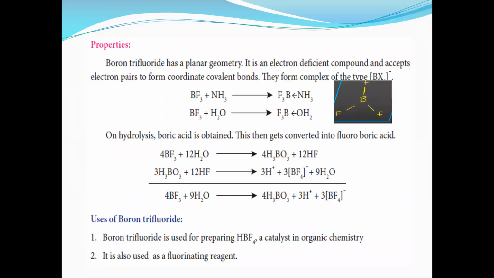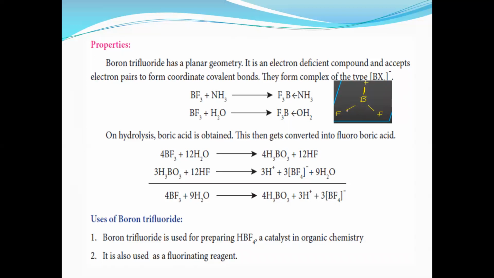So next one, property of the boron trifluoride. So this one is the structure of the boron trifluoride. So the boron is bonded with the 3 fluorine atoms. So the boron trifluoride has the planar geometry. So it is an electron deficient compound, and accepts the electron pair to form the coordinate covalent bond.